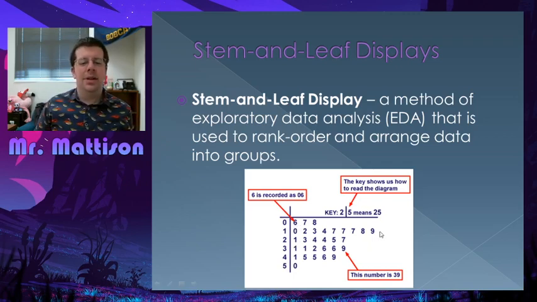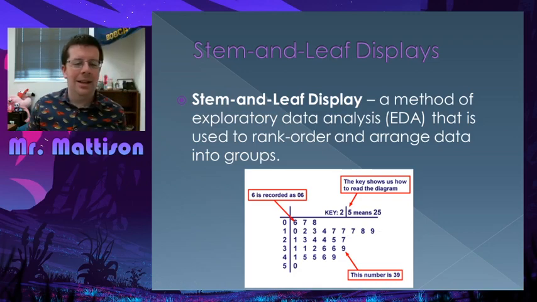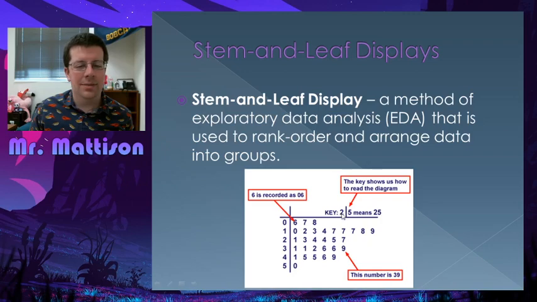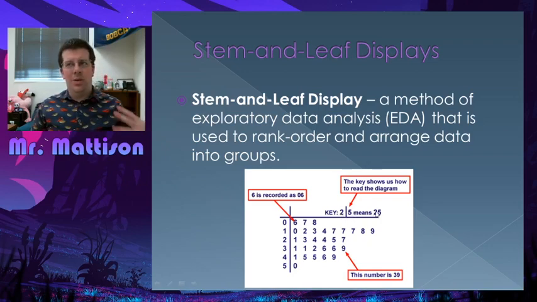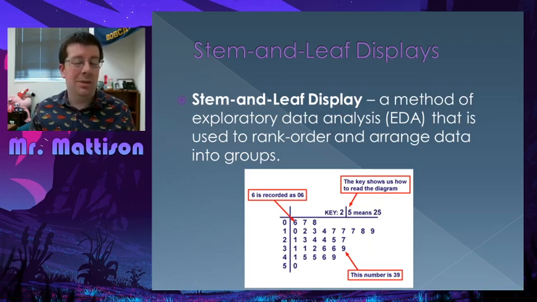The other thing which we need is a key for it. So here it says, 2 on the stem and 5 on the leaf means 25. This is how we always show what the numbers actually are.